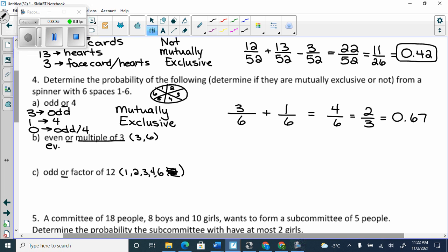How many even? How many of them are even? 3. How many of them are multiples of 3? 2. How many are even and multiples of 3? 1, the 6, correct? So what is this one? Mutually exclusive or not? Not mutually exclusive.